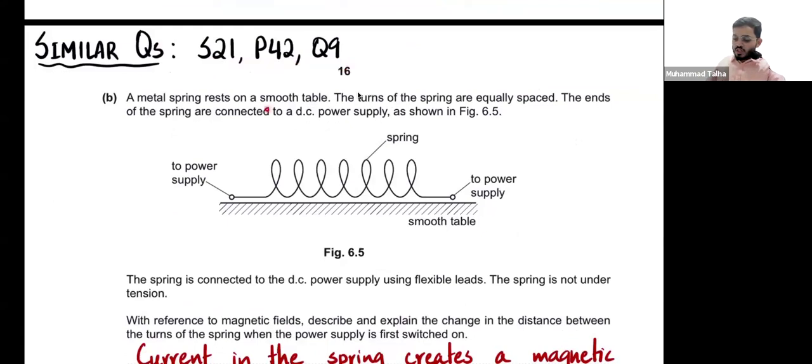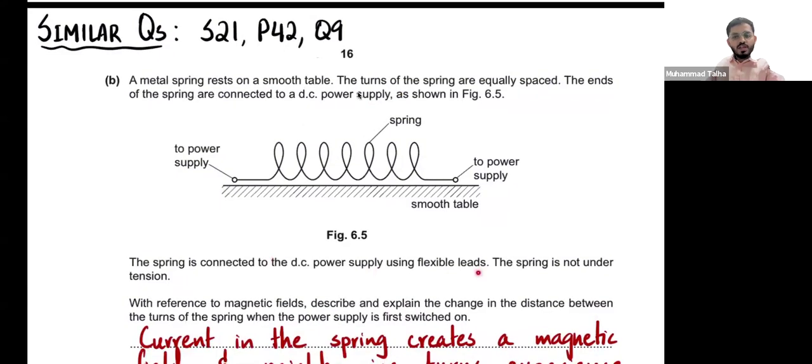Metal spring rests on a smooth table. Turns of the spring are equally spaced. Ends of the spring are connected to a DC supply. Spring is connected to the DC power supply using flexible leads.